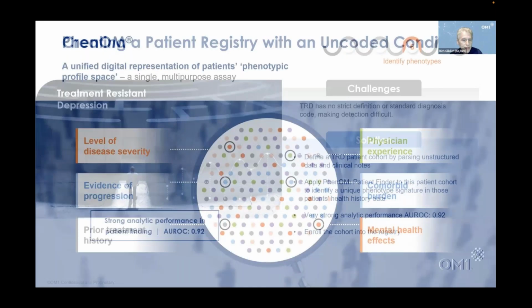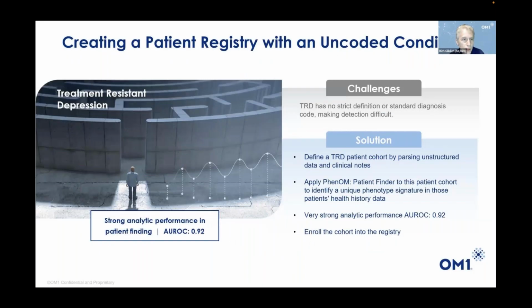So how do we utilize that technology? I'm going to give you a couple of examples. One is to create a patient registry with an uncoded condition. In this case, the uncoded condition is treatment-resistant depression. Treatment-resistant depression has no strict definition or standard diagnosing code, making detection difficult. But we created a phenome model that identifies patients with a high likelihood of having treatment-resistant depression and validates that against the clinician actually recording that the patient has treatment-resistant depression.